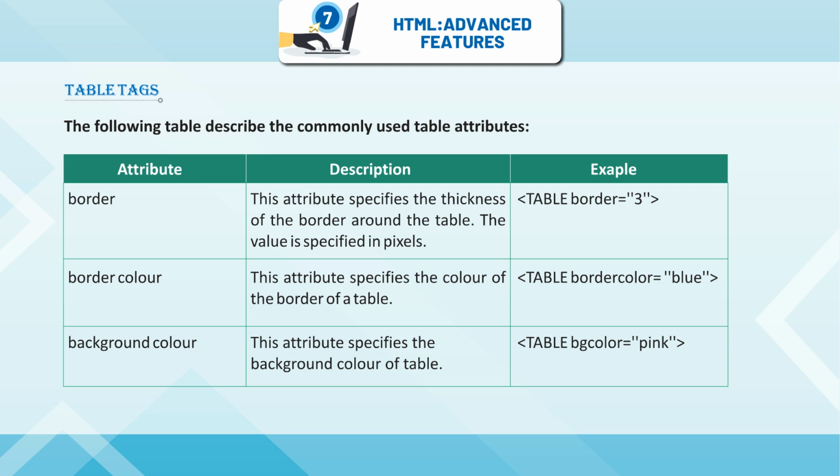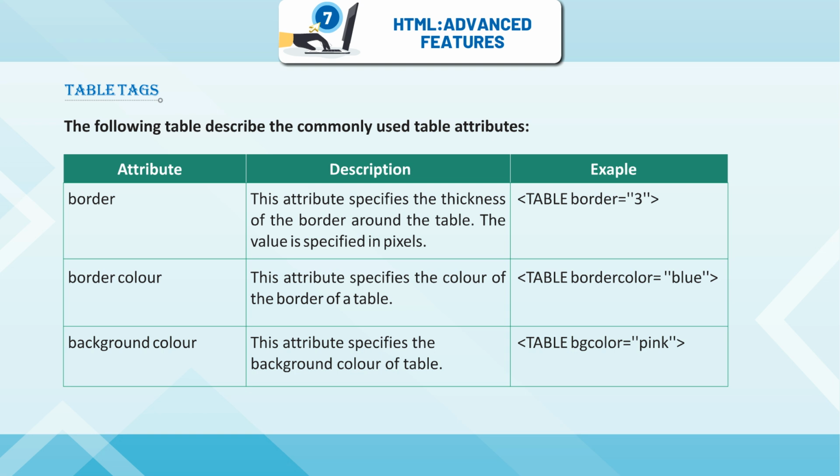Attribute, description, example. Border attribute. This attribute specifies the thickness of the border around the table. The value is specified in pixels. Open table tag, border equals "3" in double quote. Border color. This attribute specifies the color of the border of a table. Open table tag, border color equals "blue" in double quote.